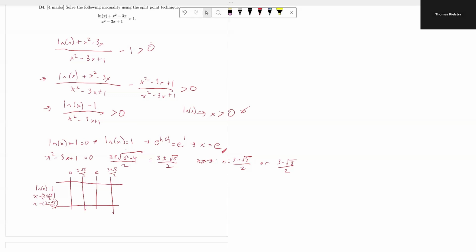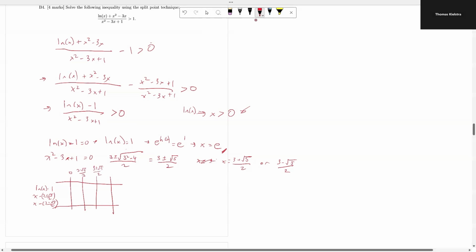That is actually less than e. So because this is less than e, my order is 3 minus root 5 over 2, 3 plus root 5 over 2, and e. Right-hand behavior is positive, left-hand behavior is negative. I change signs, and I'm not defined for x less than 0. And I'm undefined at 0. I'm undefined for each of my roots of my denominator, and I'm 0 for e.